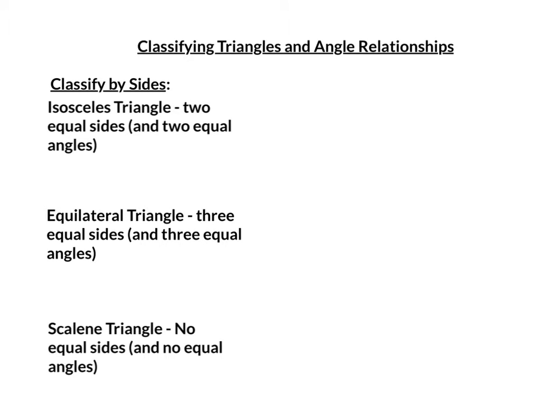Classifying triangles and angle relationships. There are two ways to classify a triangle, by its sides and its angles. By its sides, we have the Isosceles Triangle. The Isosceles Triangle has two equal sides and, as we'll discover in a minute, has two equal angles.